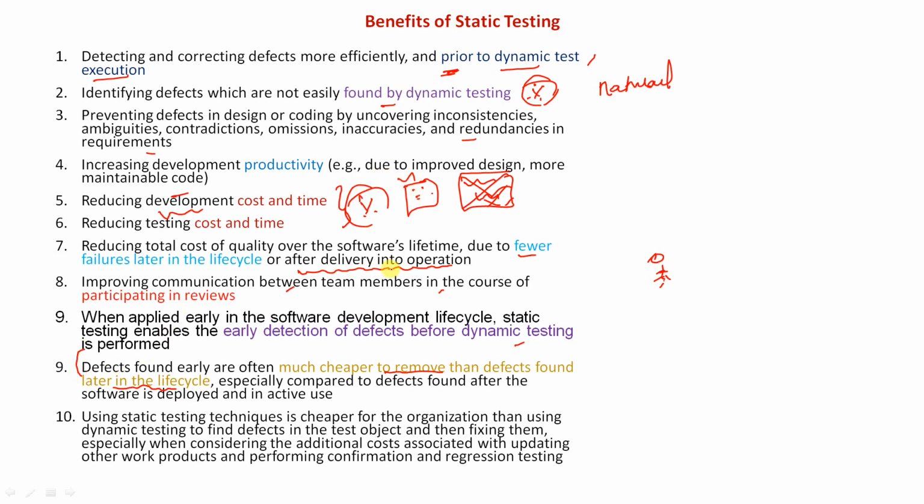Again, if you find issues in this document, it will save enormous time for the developers as well as the testers. That's what they mention here. It's cheaper to remove defects than to find them later in the cycle, especially compared to defects found after the software is deployed and in active use. Yeah, using static testing techniques is cheaper, again the same thing.